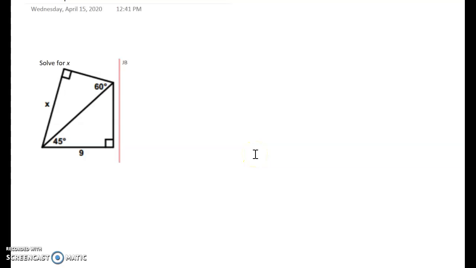So in this situation, we are trying to solve for x, as it says. And we are given one number, which is 9 right here. So we can begin by looking at this triangle right here. And this is in fact a 45, 45, 90 triangle. And the ratio for a 45, 45, 90 triangle is 1 to 1 to root 2. Meaning this side or this side multiplied by root 2 will give you the hypotenuse.